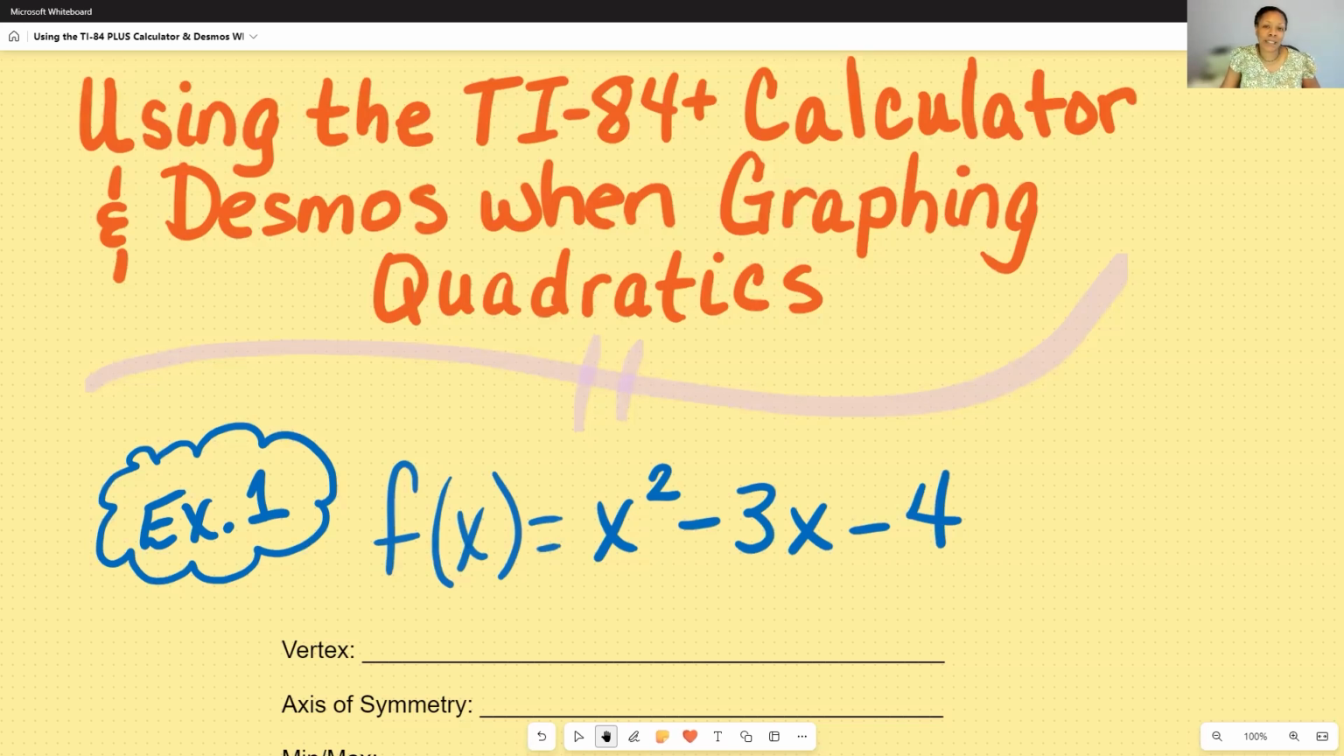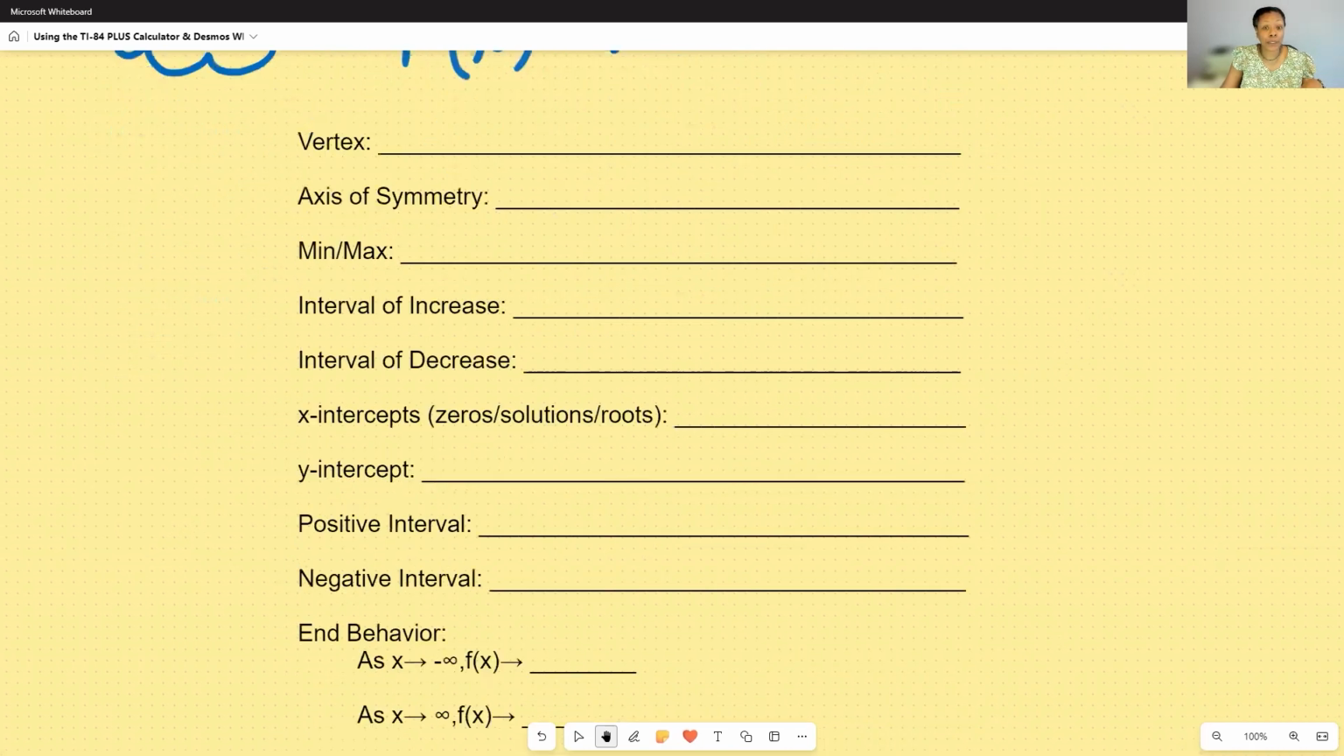Today I will be discussing using the TI-84 Plus calculator and Desmos when graphing quadratics. So from my first example, I have x squared minus 3x minus 4. What I want to do is put this in a calculator, and then we're going to try to find the key characteristics of the graph.